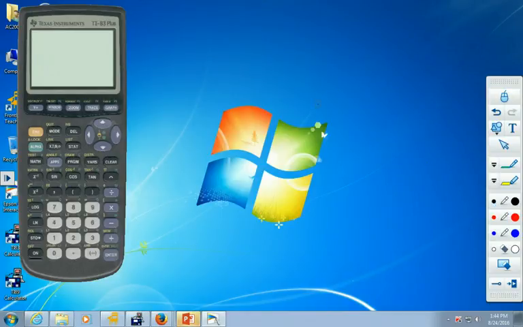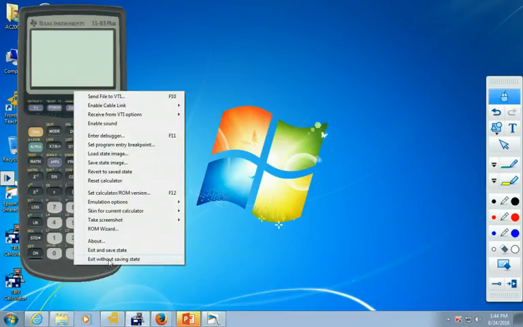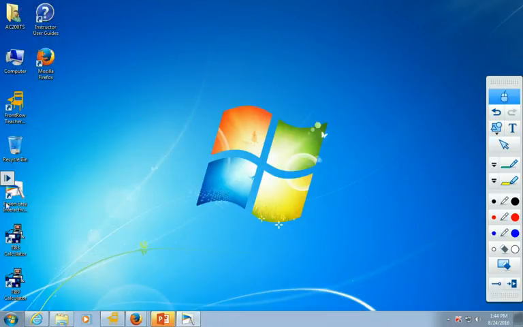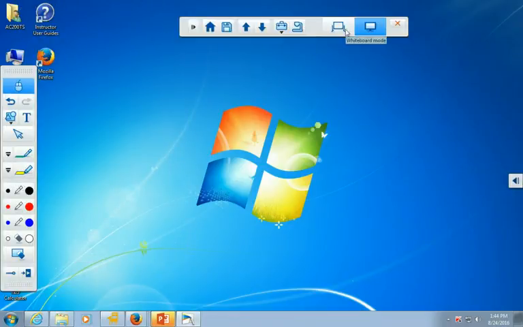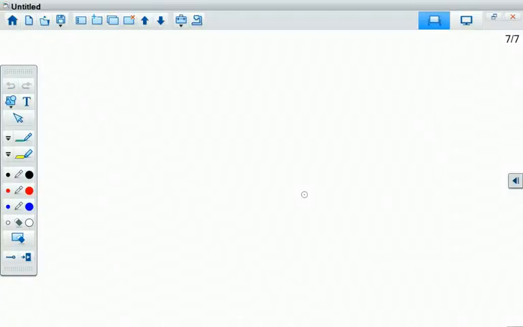Except now I can't get the whiteboard back up. Let me get rid of this. I'm supposed to have a. There we go. All right, we fixed.